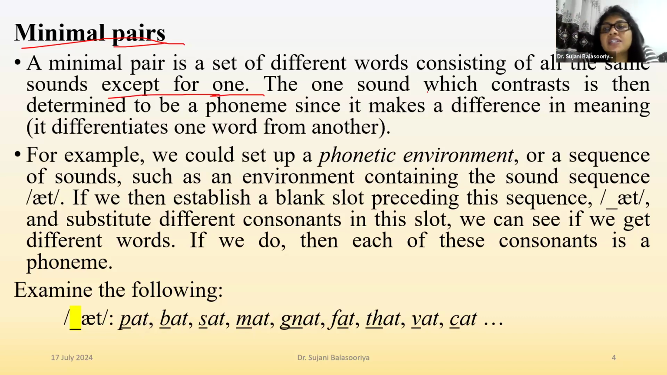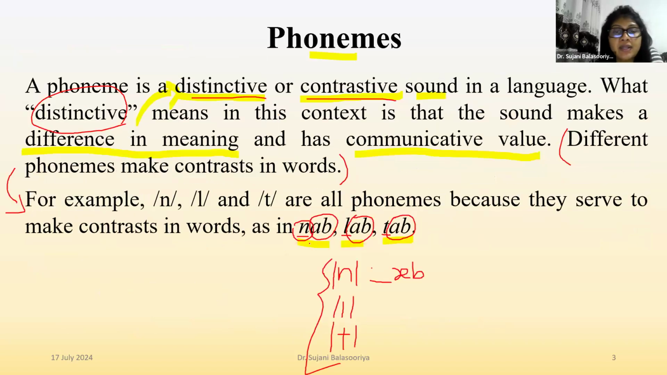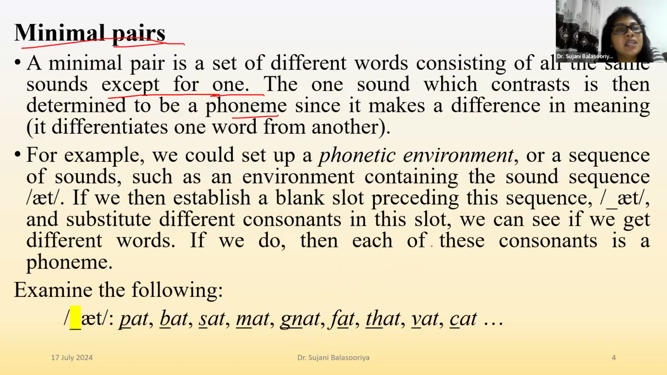The one sound which contrasts is then determined to be a phoneme since it makes a difference in meaning. Okay, so this different sound we can use to prove the fact that phonemes are distinctive and each phoneme has its own meaning. Right now actually in the earlier example, I was doing the same thing. I was taking three words and I was asking you to look at the first sound there. There are three words, but the same thing is happening here, taking two words in a pair.